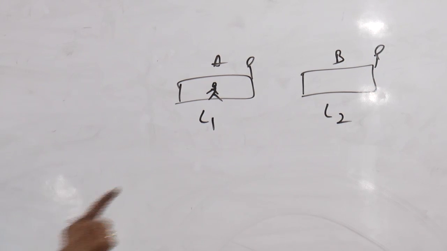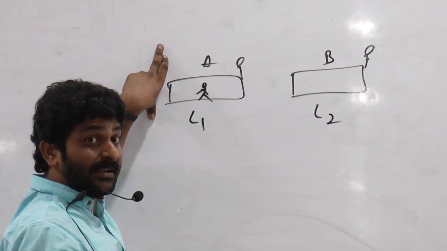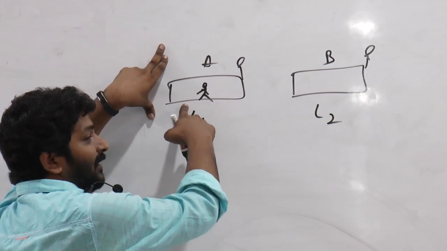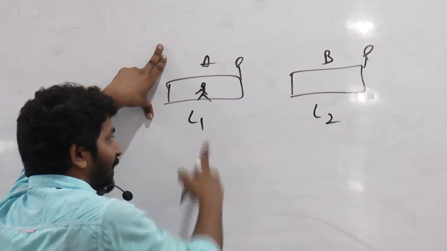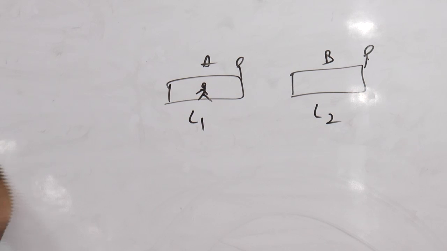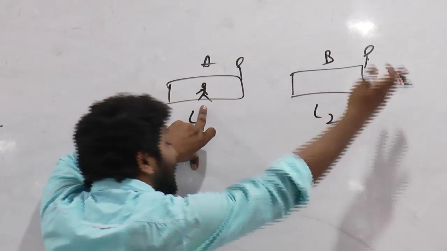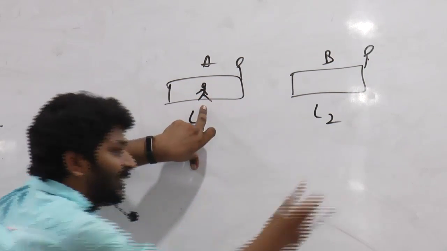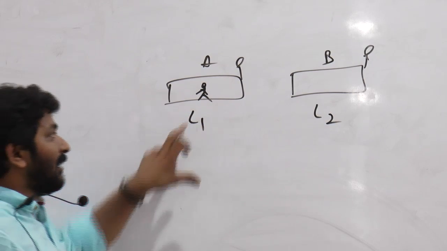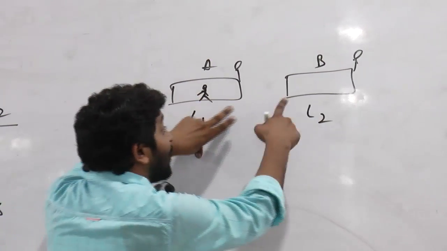Relative speed in first case where train A crossed train B. Speed, distance by time. What is distance travelled if train A crosses train B? L1 plus L2. And what is time taken in that case? 50 seconds. This is relative speed in first case. And in second case, the person observed he crossed train B. What is distance travelled in that case? L1 or L2? L2. Person crossed train B.